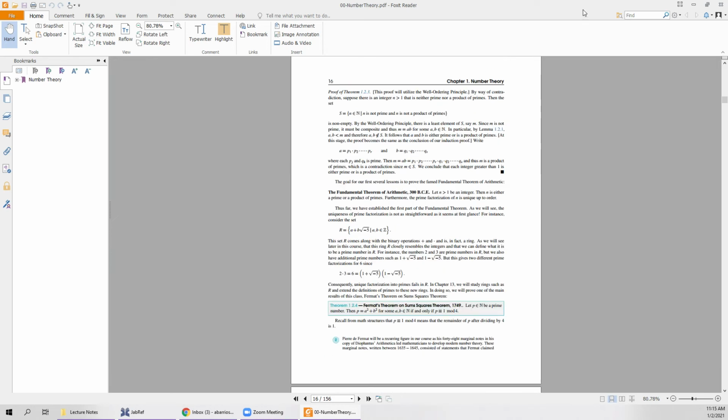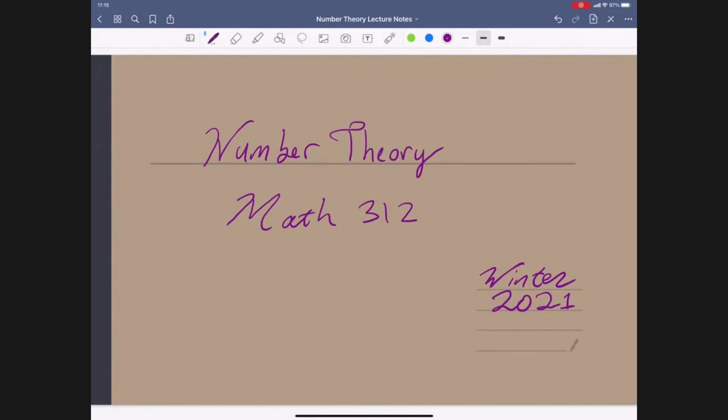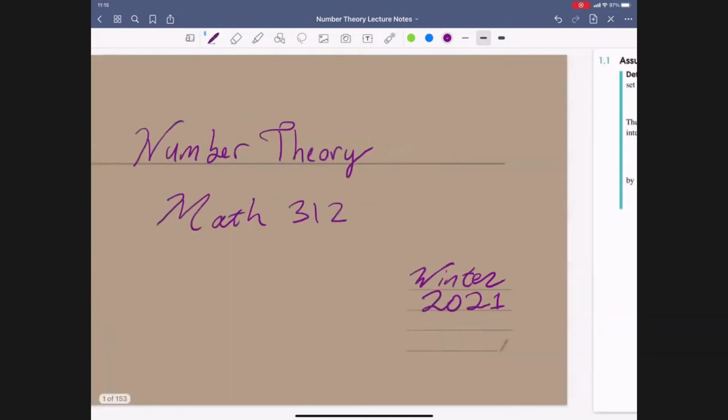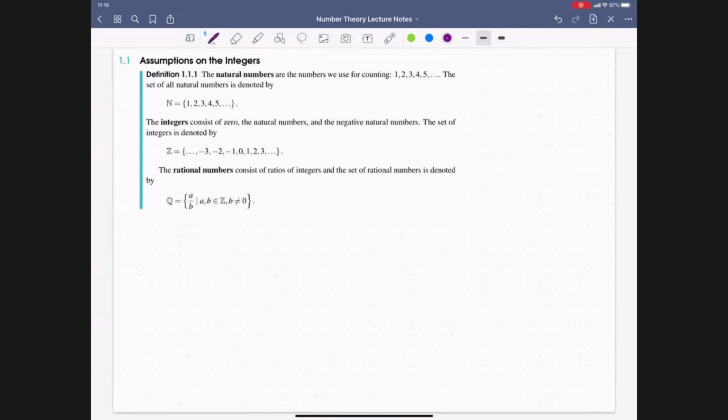Okay, so with that, let's get started with the assumptions that we will have in this course. Let's start off with a definition. Depending on when you took structures, the natural numbers may have been defined differently. Here the natural numbers are the numbers we use for counting: 1, 2, 3, 4, 5. In other words, 0 is not a natural number in this course. This is something to be mindful of as you go from course to course.